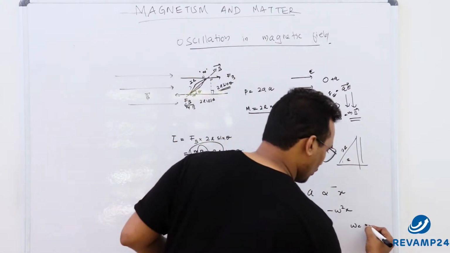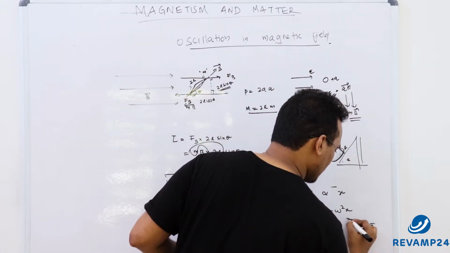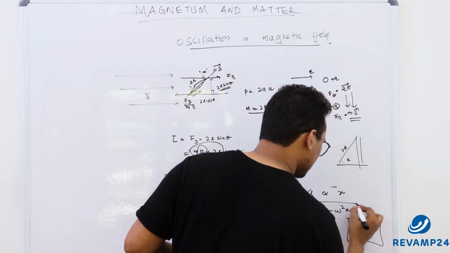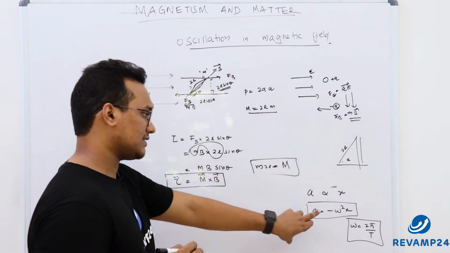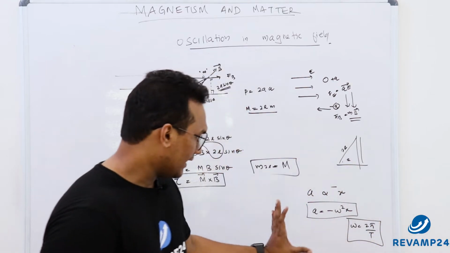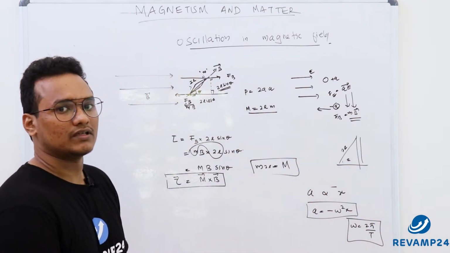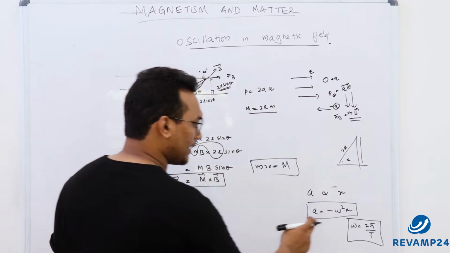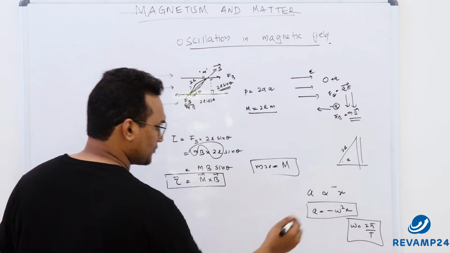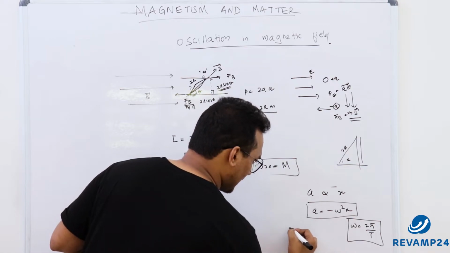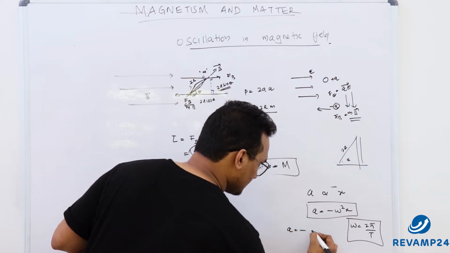We know the equation, 2 pi by T. You can just go back to your class 11 oscillations. These are very important equations. Acceleration is equal to minus omega square x. Anything in this format, I could say is executing simple harmonic motion, where omega is equal to 2 pi by T. Now I will substitute the value here.